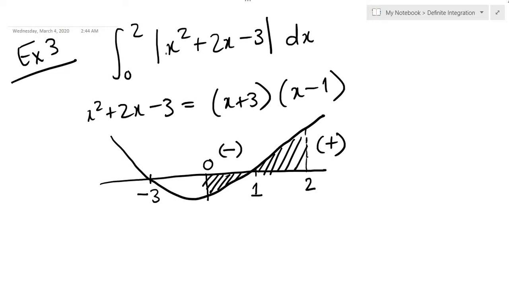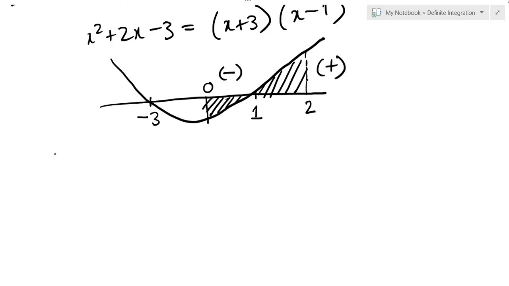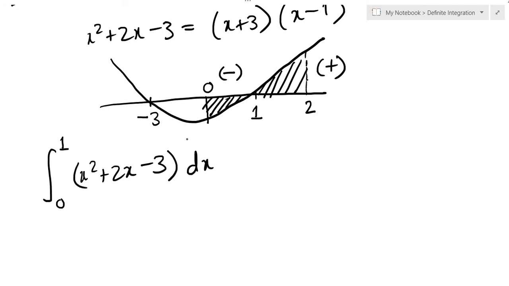So I can rewrite this integral without the absolute value, and I won't change the meaning. So basically I have to break it up into intervals wherever there was a change in sign. So first the negative bit, the integral from 0 to 1 of the original function x squared plus 2x minus 3 dx, but with a negative sign, because here it's going to be negative, right? And in the absolute value you can't tolerate a negative.